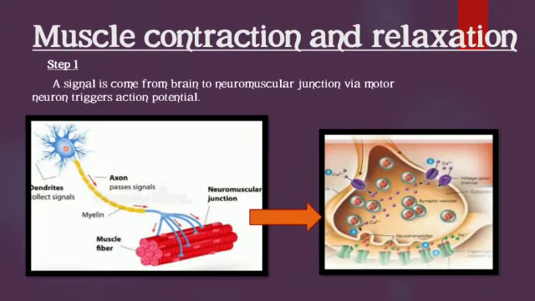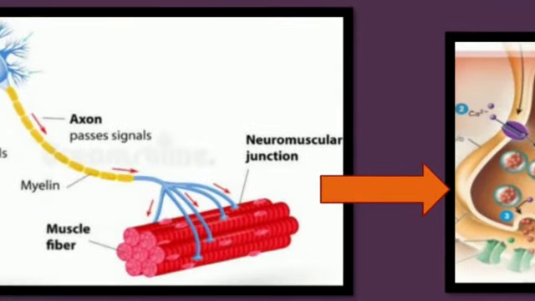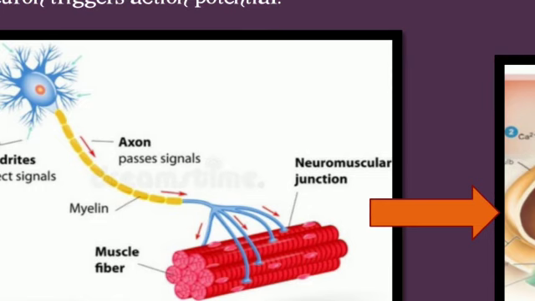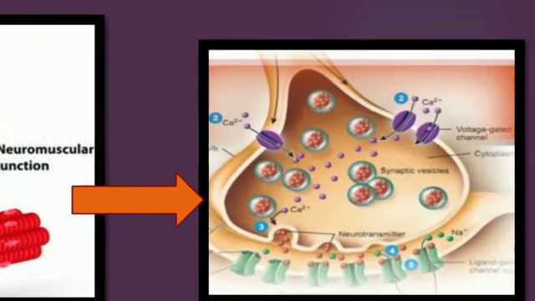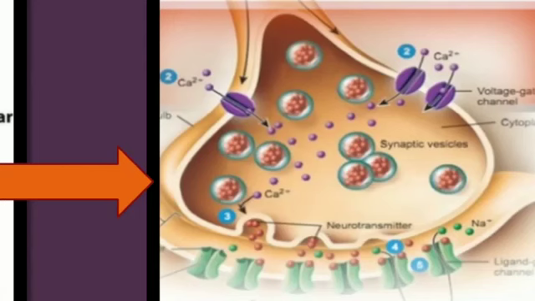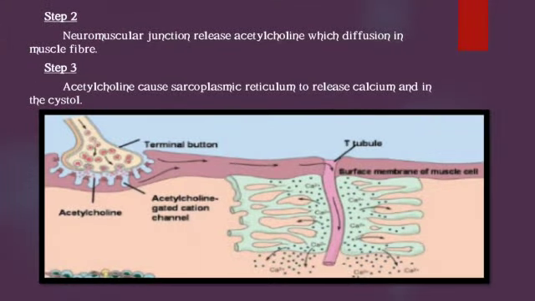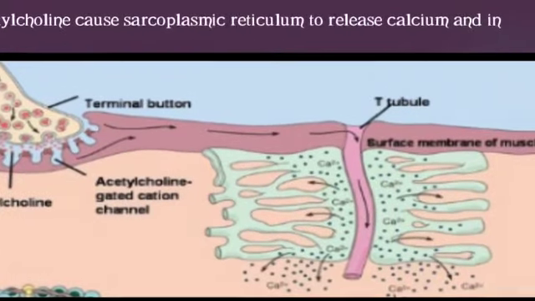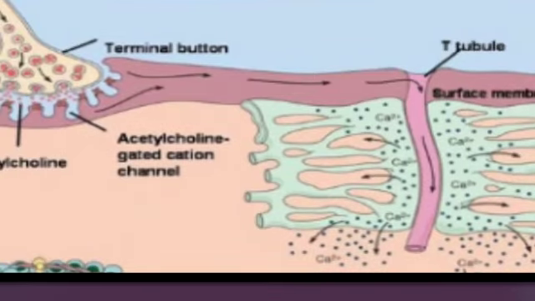Now comes the process of muscle contraction and relaxation, which involves many steps. The first step begins when a signal comes from the brain at the neuromuscular junction, and at the neuromuscular junction, you will see it triggers the action potential. In the next step, the action potential at the neuromuscular junction releases acetylcholine in the muscle fiber. This acetylcholine basically stimulates the sarcoplasmic reticulum to release calcium in the cytosol.